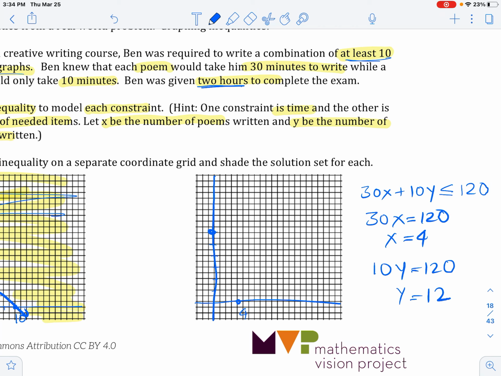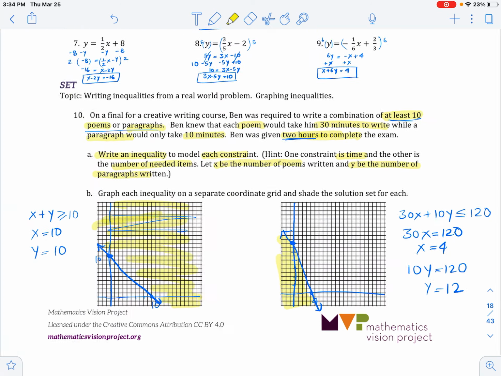That's my 12. It's less than or equal to, so I connect the dots like this with a solid line, because it's less than or equal to, and it says below, so I have to shade below because it has to be under. Ben was given 2 hours to complete the exam, not more than that. It should be less than that. So let's move to the next question.